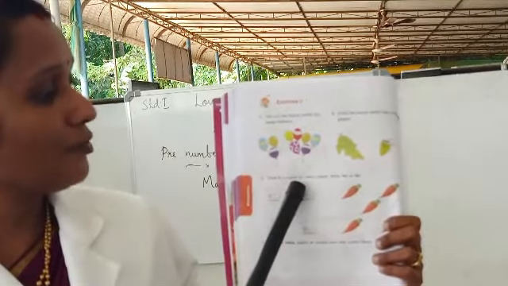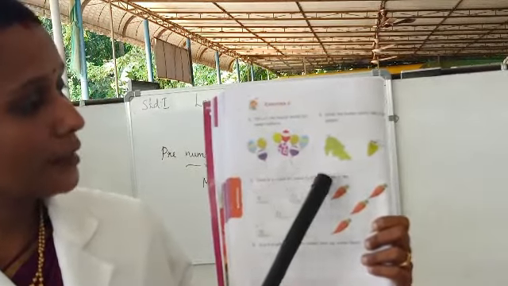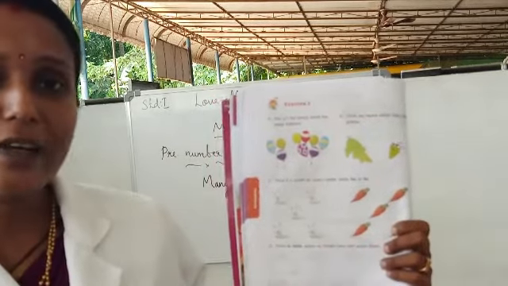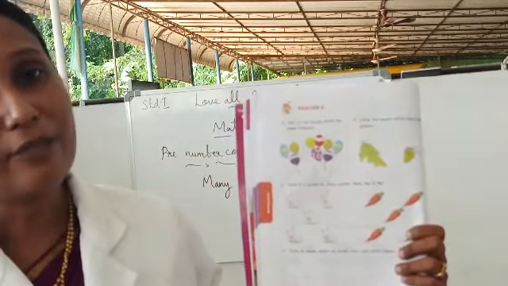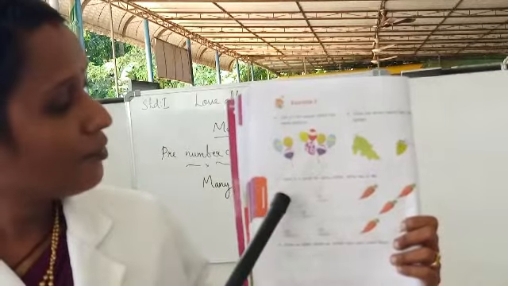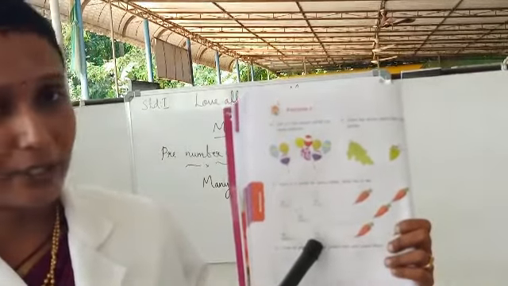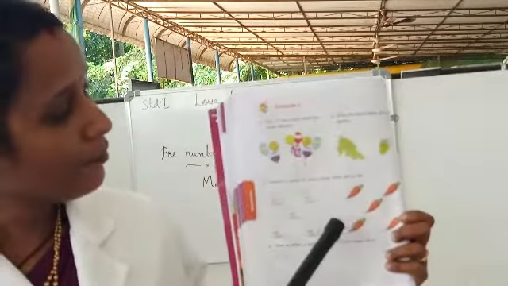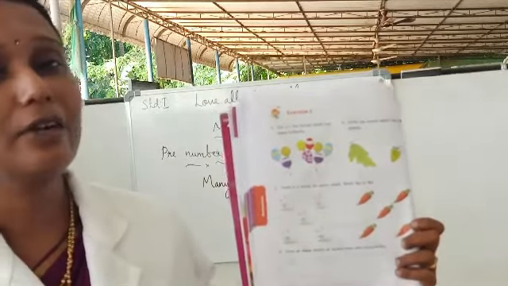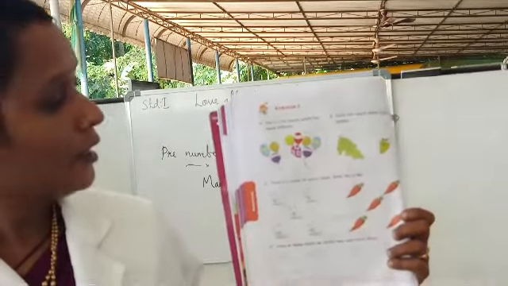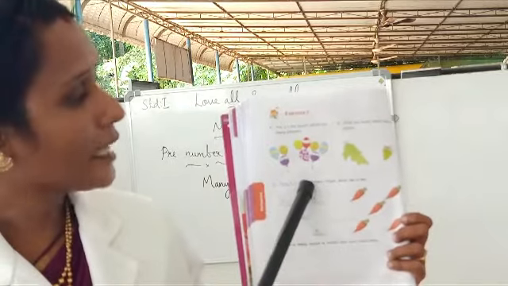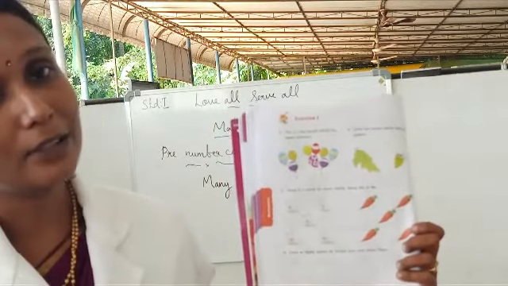There is a carrot for every rabbit. Right? Yes or no? You want to check whether there is a carrot for every rabbit. Here 5 rabbits are given in the figure and 5 carrots are also given in the figure. That means there is a carrot for every rabbit.